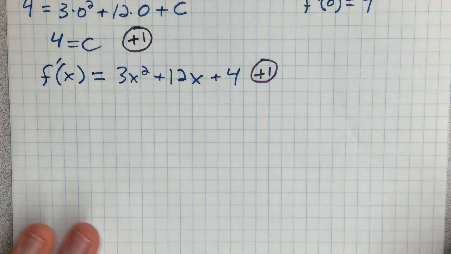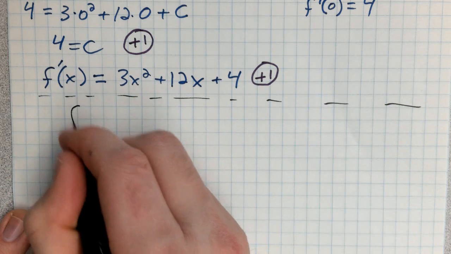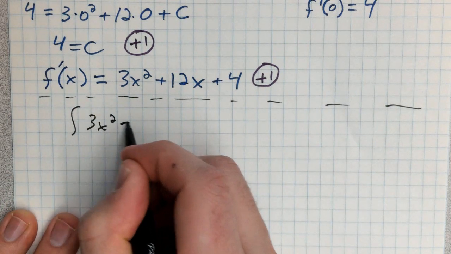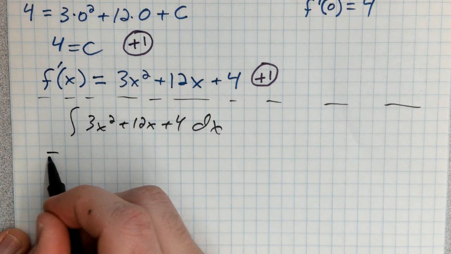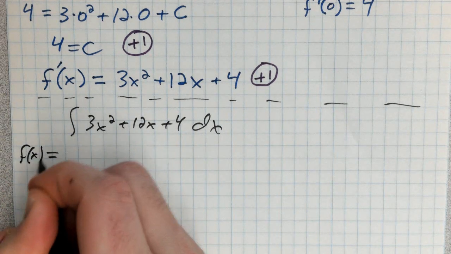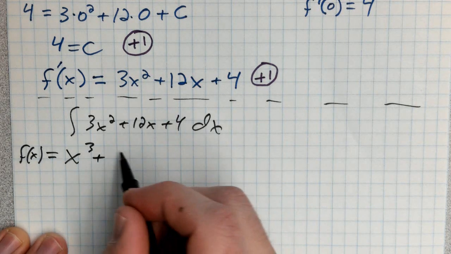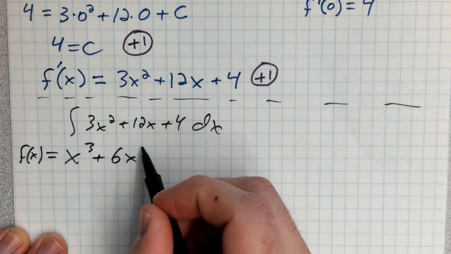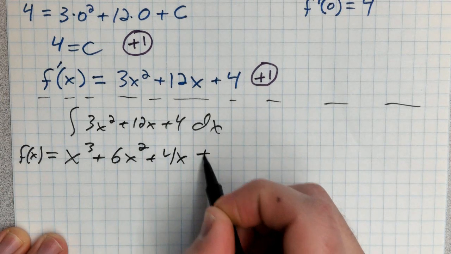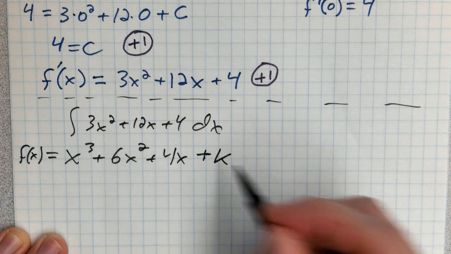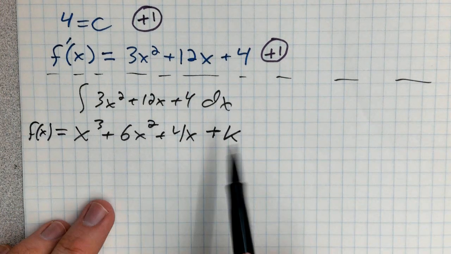So then we're going to antiderive this. A little dotted line here. We're going to take 3x squared plus 12x plus 4 dx and antiderive that. So we will get, this will be the original function, x cubed plus 6x squared plus 4x plus, I'm just going to use k so that we don't confuse the constants by calling them both c.